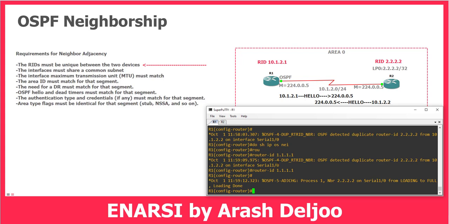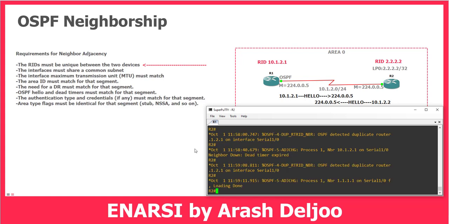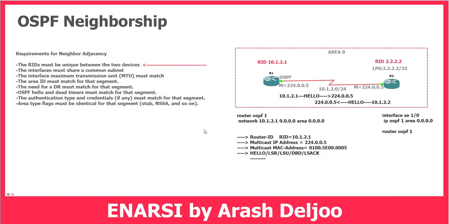Because of that, in router 1, do show IP OSPF neighbor shows us that we have neighborship with router 2, quad 2, and in router 2, we can see that we have neighborship with router 1. Show IP OSPF neighbor. It is obvious that we have neighborship with router 1. That's it. This is the first requirement for the neighborship: the RID must be unique between the two devices.